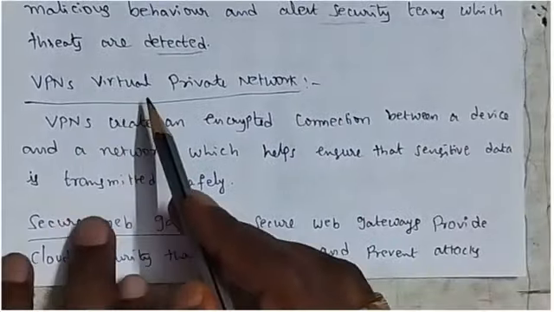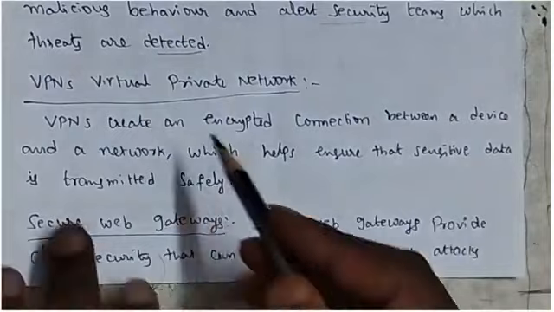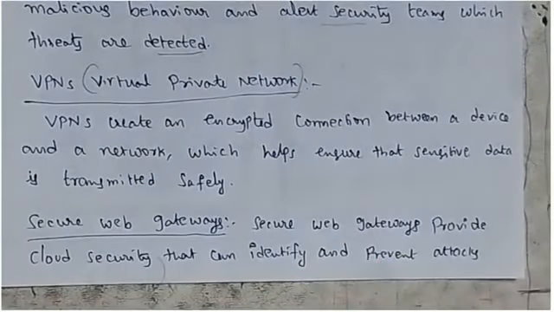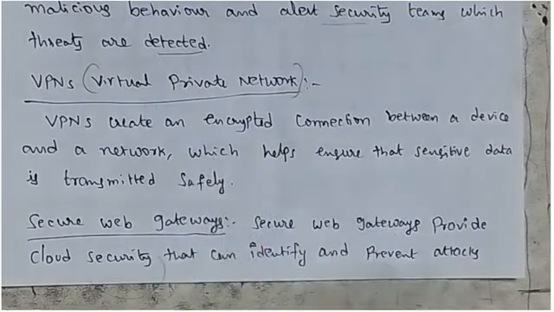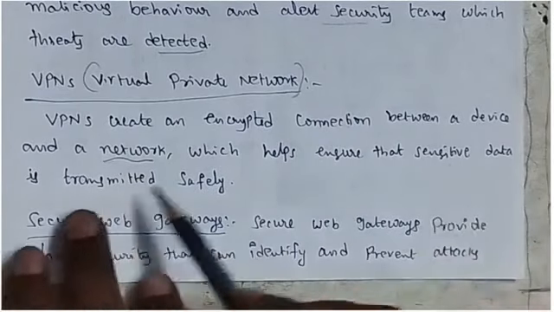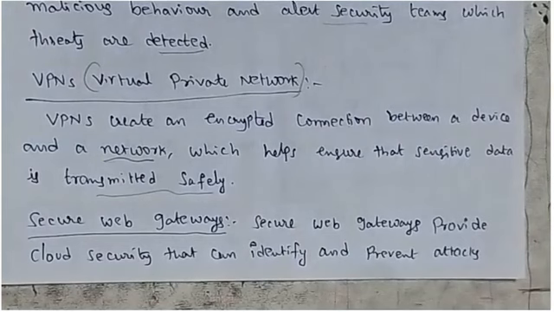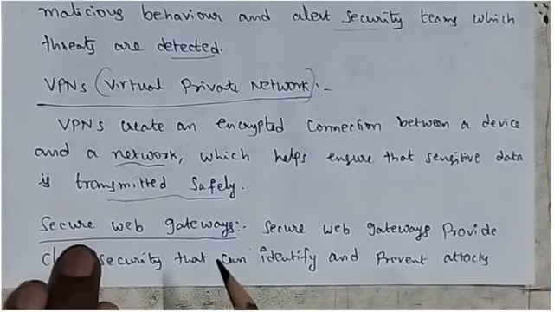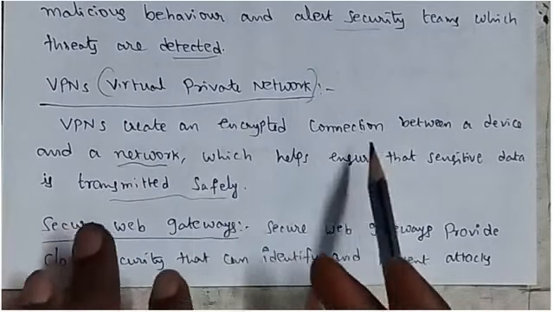The next feature is VPN. What do you mean by VPN? VPN is nothing but virtual private network. Here VPN creates an encrypted connection between a device and a network, which helps ensure that sensitive data is transmitted safely. Nowadays there are a lot of VPN apps. These applications will help us to browse the internet in an encrypted manner. The data will be encrypted when we browse by using VPN applications.